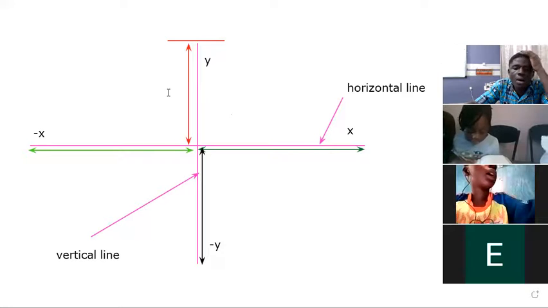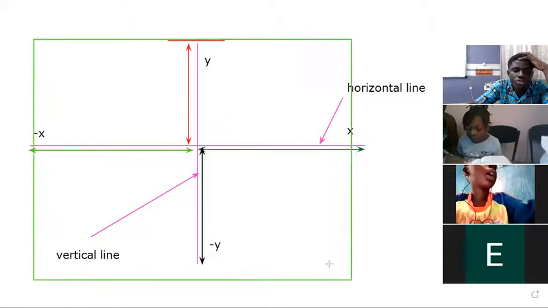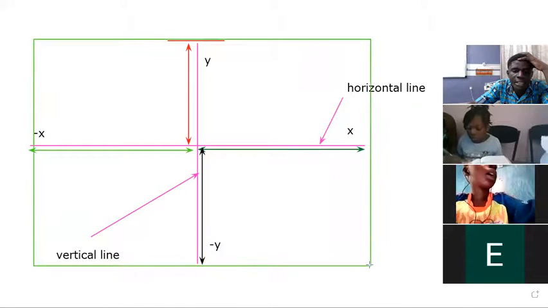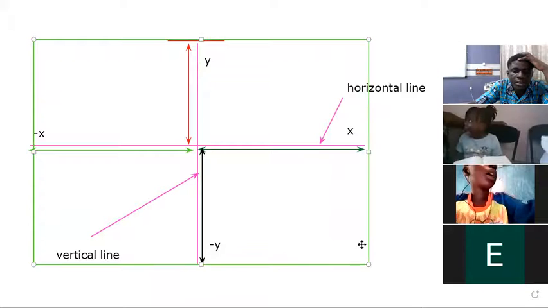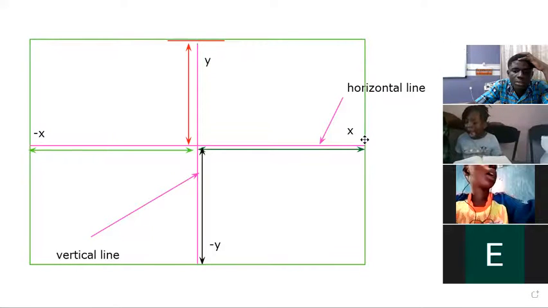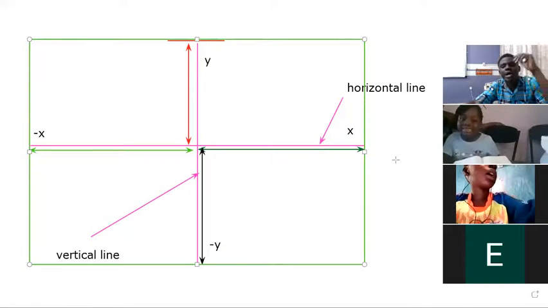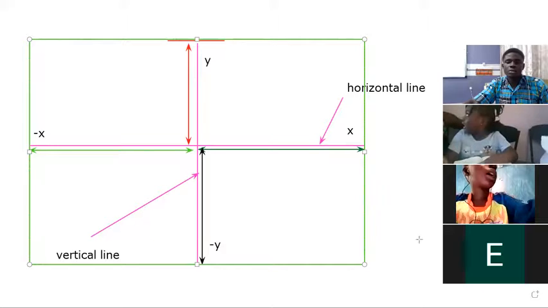Okay, so we are going to draw a Y, and here is negative Y. We are going to draw a box around our lines. Let's draw a box around our line. Wait and see what he's doing first. So we'll draw a box around our line.